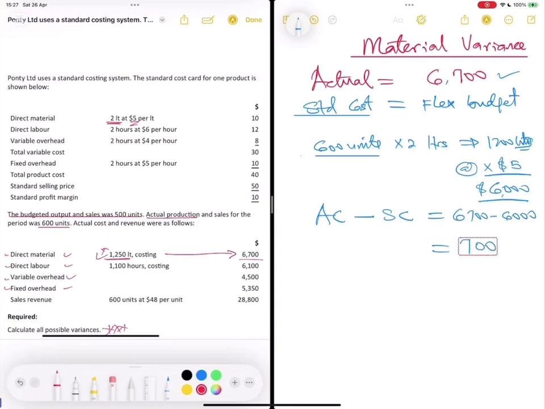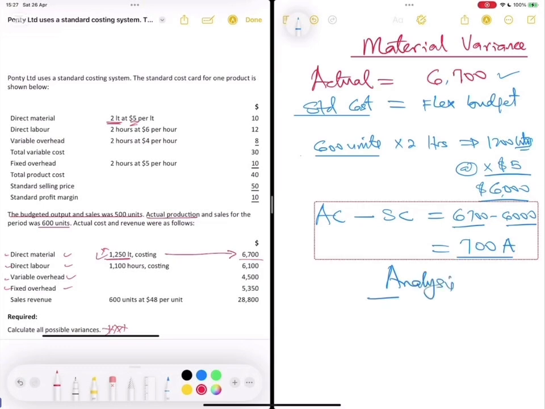Is this favorable or adverse? Adverse, right? Adverse. Do we all agree it's adverse? Good. Adverse. Because we spent more than we should have spent. So that's 700 adverse. So that's the overall material variance. However, we need to analyze it into the components. Because most times the question might not ask you to calculate the overall variance. They will probably ask you to calculate price variance and usage variance.